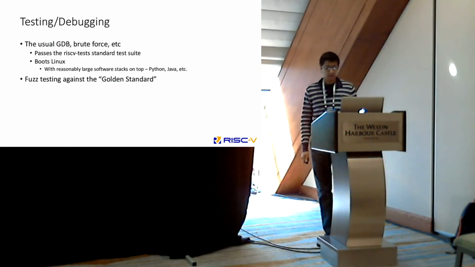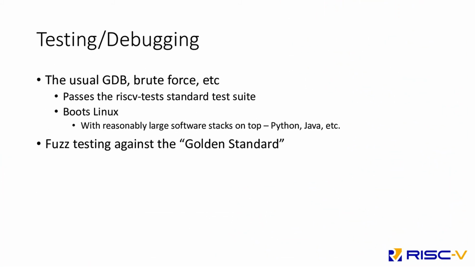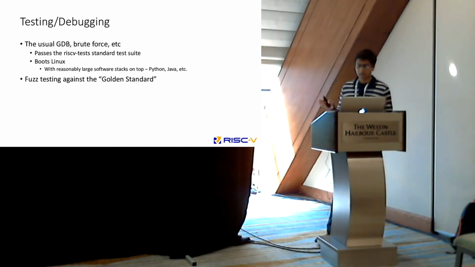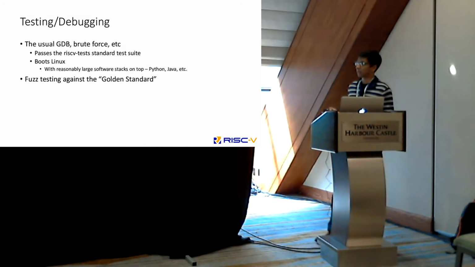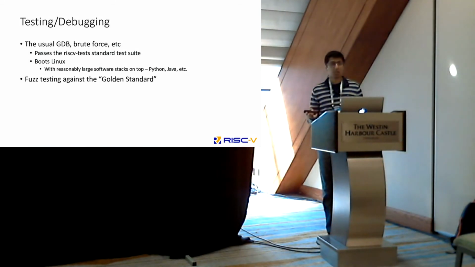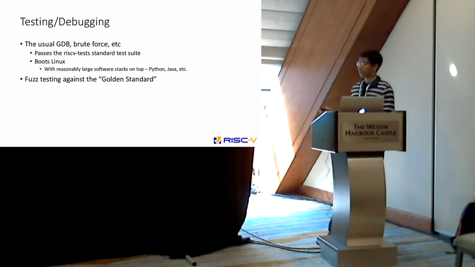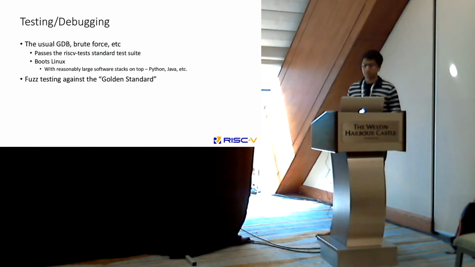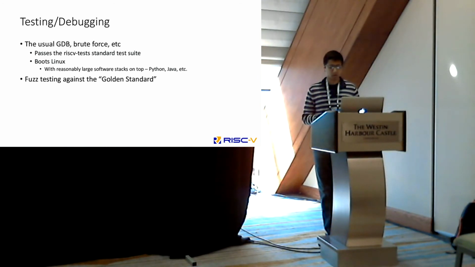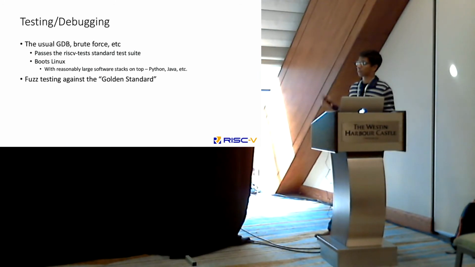I'll talk a little bit about testing and debugging. So of course, when you're bringing it up, you have the usual GDB, brute force, thinking really hard type debugging. But now it passes the RISC-V standard test suite. It boots Linux too. As I showed earlier, we can run reasonably large software stacks on top. So on Python, we've done things like running image processing research stuff on top. We developed all this stuff in QEMU, and then eventually with some fiddling, got it to run on real hardware too. We did stuff on top of the JVM, like I showed you, building things in Chisel. And so we've run reasonably large software stacks on top of QEMU on Linux.